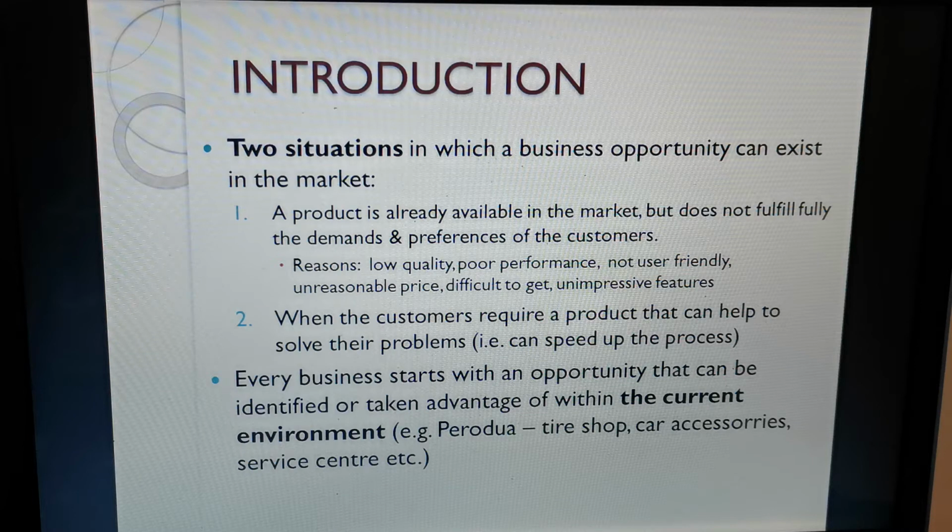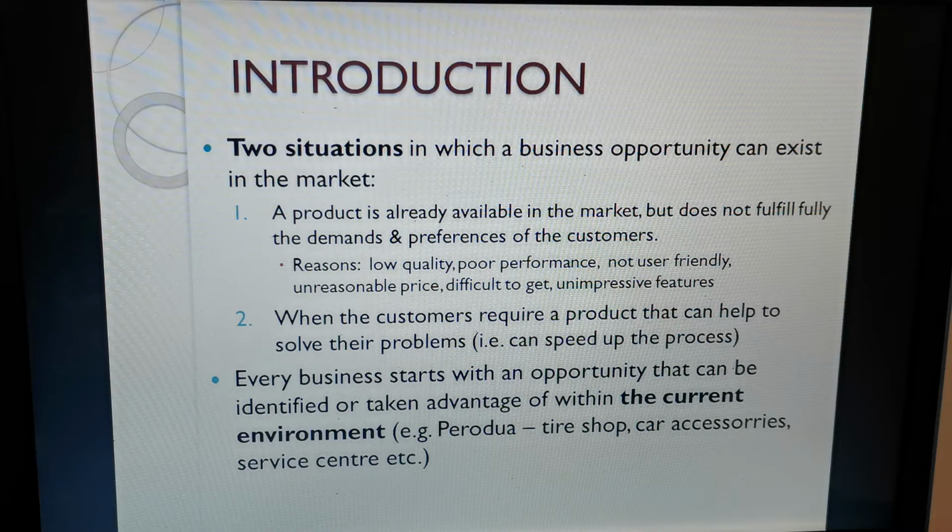So as for introduction, there are two situations in which a business opportunity can exist in the market. Number one is the product itself is already available in the market, but it does not fully fulfill the demands and preferences of the customers. The reasons are low quality of product, poor performance, perhaps not user friendly, the price is not reasonable, difficult to get the product, and perhaps also unimpressive features of the product. So this is situation number one, in which the product is already available but it does not fulfill the demands of the customers.